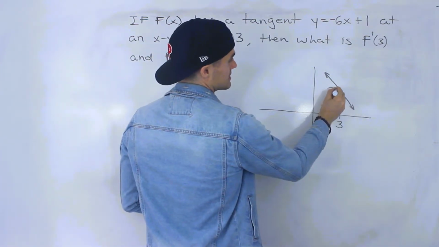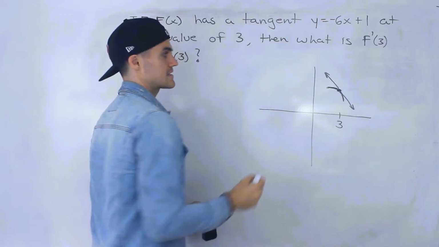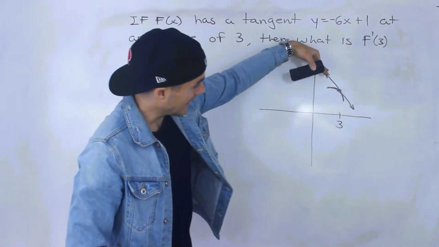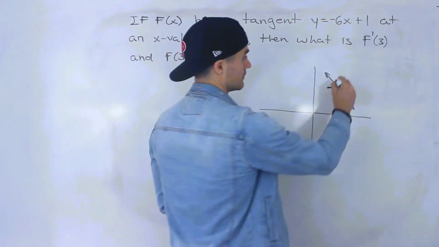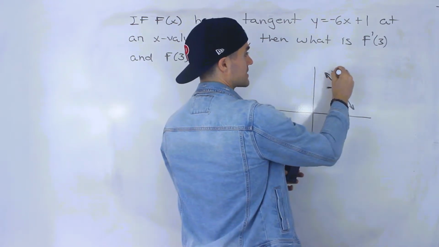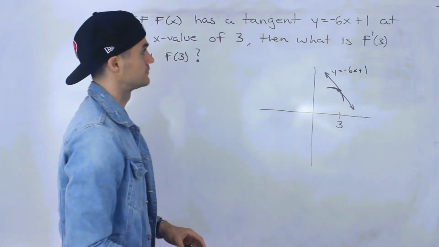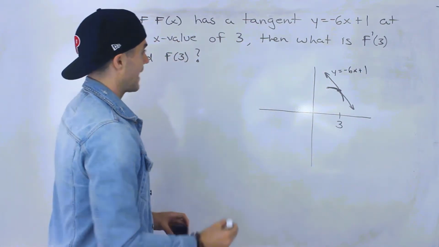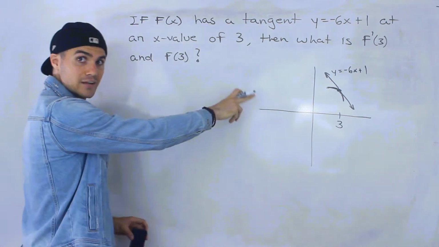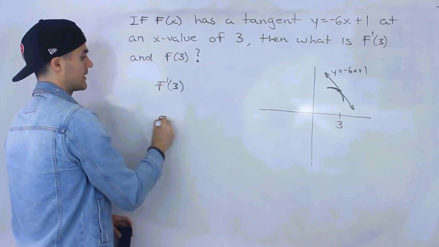We don't know how this function looks, but at that point there, okay, so let's say this is part of the function. We don't know how the function looks, but let's say it looks like that. At that point, it has this tangent here, and the tangent has an equation, negative 6x plus 1. So what they're asking for is, even though we don't know what the function is, given that information, what is f prime of 3 and what is f of 3?